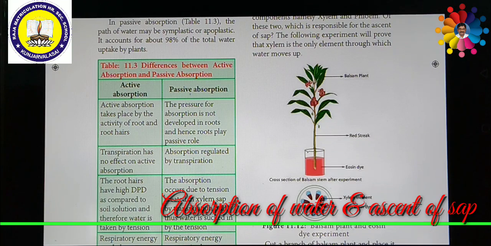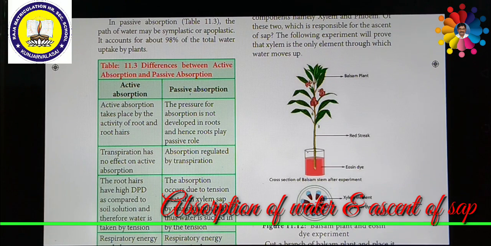In the ascent of sap, the biggest challenge is the force required to lift the water to the top of the tallest trees. If the water is moving horizontally or laterally, it is not a problem. But if the water is moving against gravity, it is highly complicated. It is not an easy process. Even trees more than 100 meters tall use the same mechanism. How is it possible? How do water molecules move in the ascent of sap?